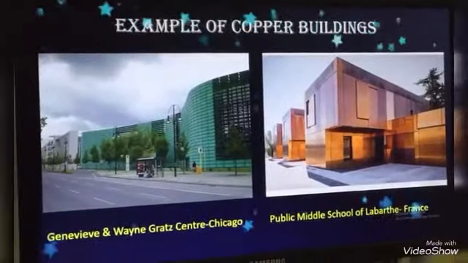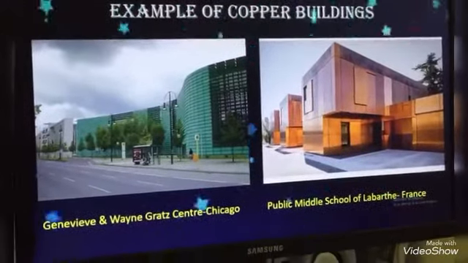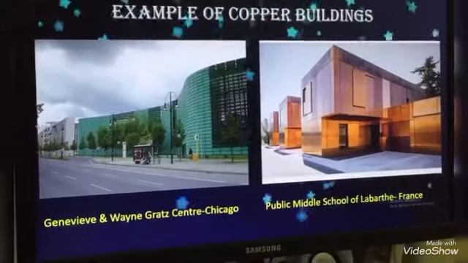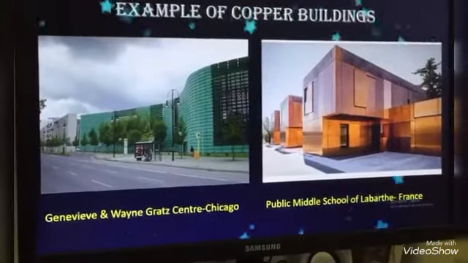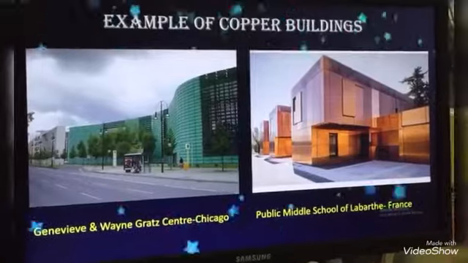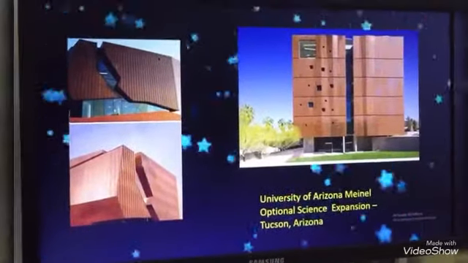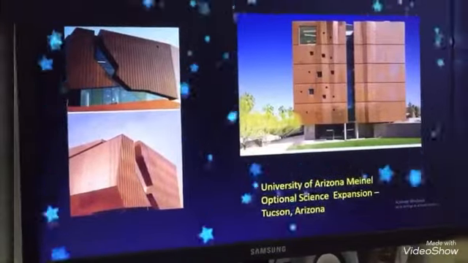The next slide shows examples of copper buildings that were already made overseas. First, the Genuino World Center located in Chicago. The second is the public middle school in France. This is the University of Arizona Manual Optional Science Expansion.